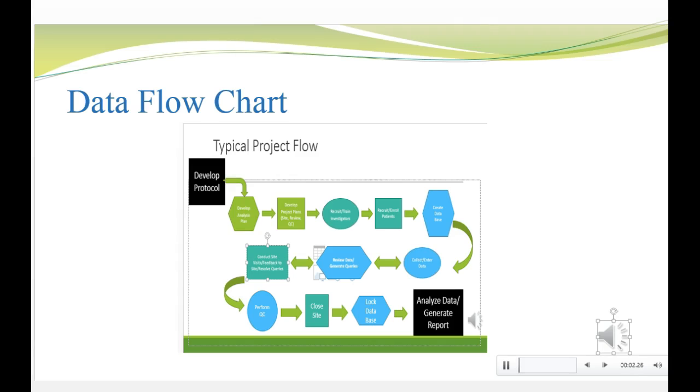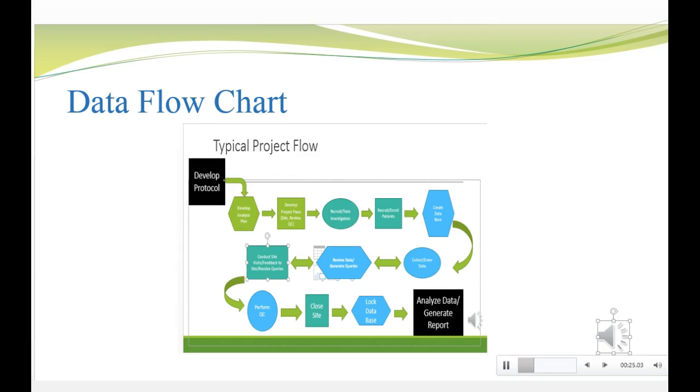So how do all of these people doing these roles and performing these tasks work together on a project? Well, this is a very simple data or project flow chart. Everything begins with the development of the protocol and ends with the generation of a study report. Once the protocol has been approved, it becomes the basis for an analysis plan.